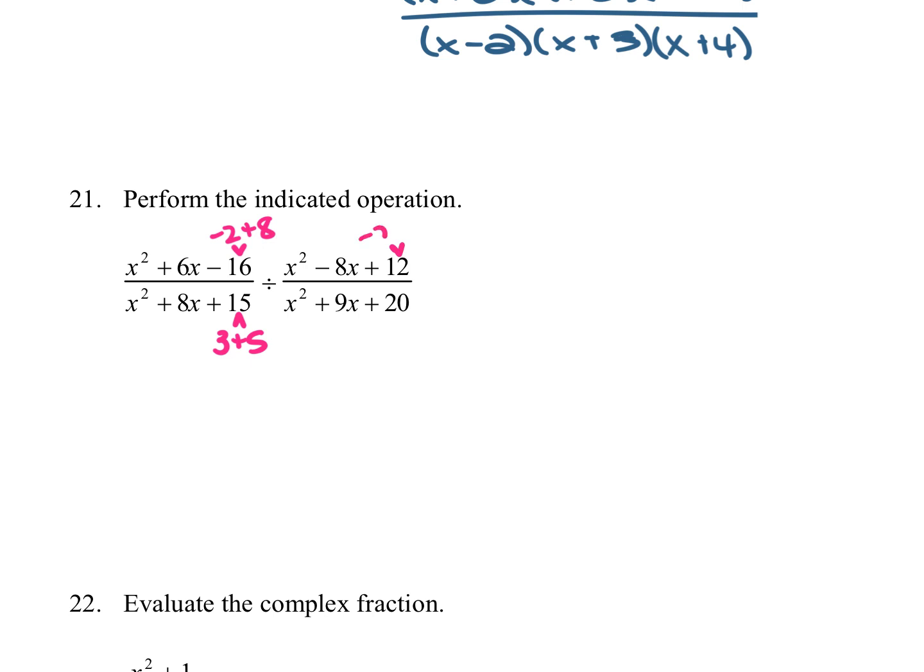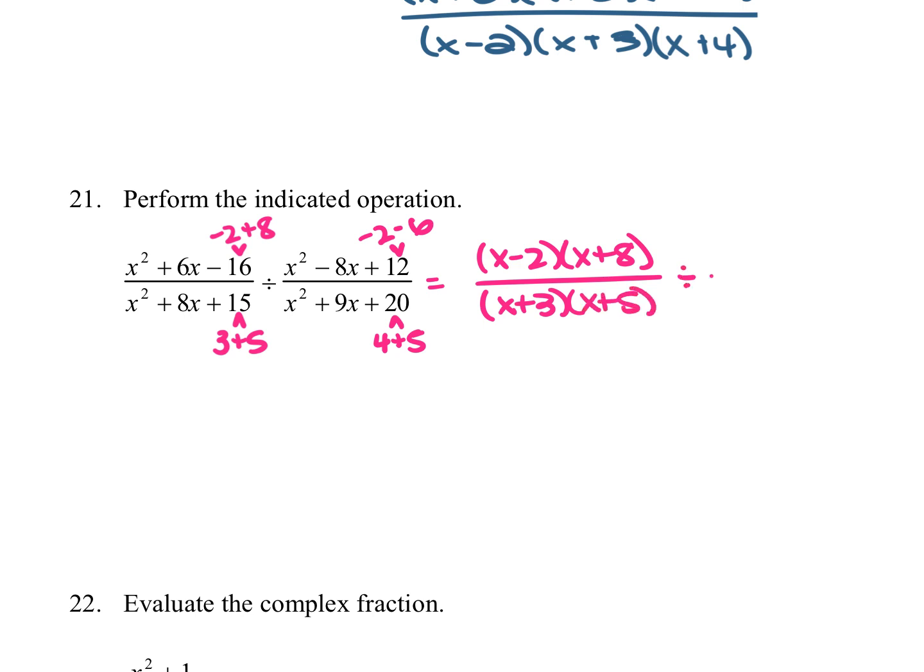12 is negative 2 and negative 6 that give you negative 8. And 20 is positive 4 and positive 5. So this is the same thing as saying x minus 2 times x plus 8 over x plus 3 times x plus 5 divided by x minus 2 times x minus 6 over x plus 4 times x plus 5. So diagonally, you do have things you can simplify here.